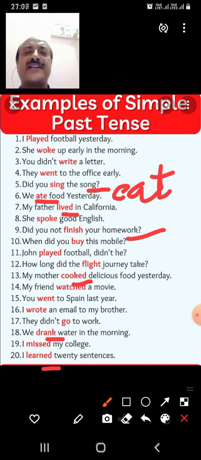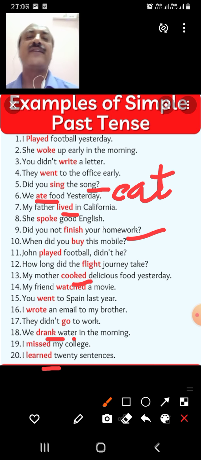Went. Go is present, but went is the past tense. Ate, that is past tense. Lived. Spoke, finished, played, took, cooked, watched, wrote, drank, missed, learned. So you can see in most of the sentences, in verbs we have added ed to show the sentence is in the past tense, that it has already been over.